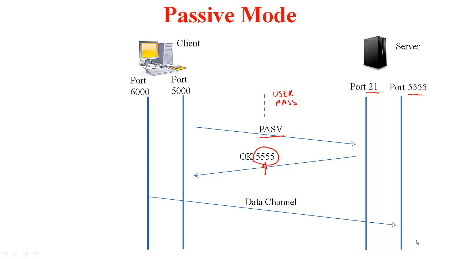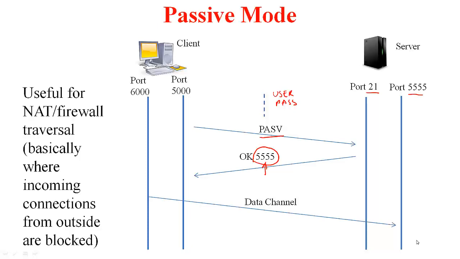Now, why do you think this passive mode arose? In other words, why can't we just manage with active mode? In what settings will active mode not work, thereby requiring passive mode? Well, if you have firewalls or NAT where incoming connections from outside are blocked or can't get in, then you need passive mode. FTP can also be demonstrated via telnet. We will look at it.